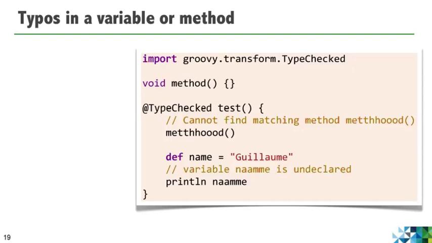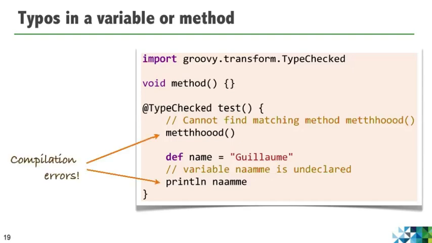So here I have a method called method, but in my test method I'm calling method with some obvious typos, double T's, double H's, triple O's. So there's something wrong there. Probably I have fat fingers or something like that, or I fell asleep on my keyboard. And you will also see a local variable called name. And again, when I say println name, I made a couple of typos with double A's and double M's. And what's going to happen when you compile that class?